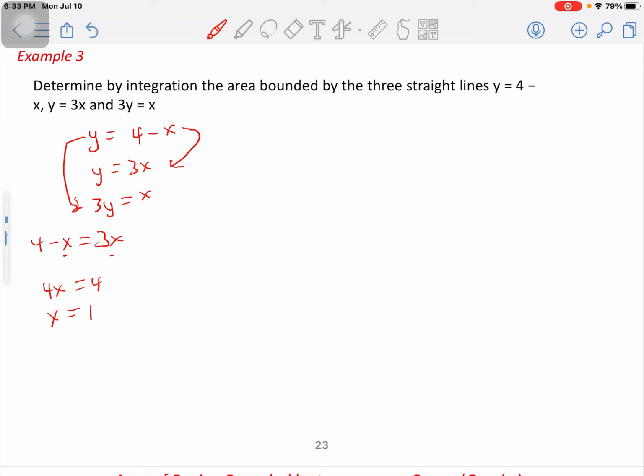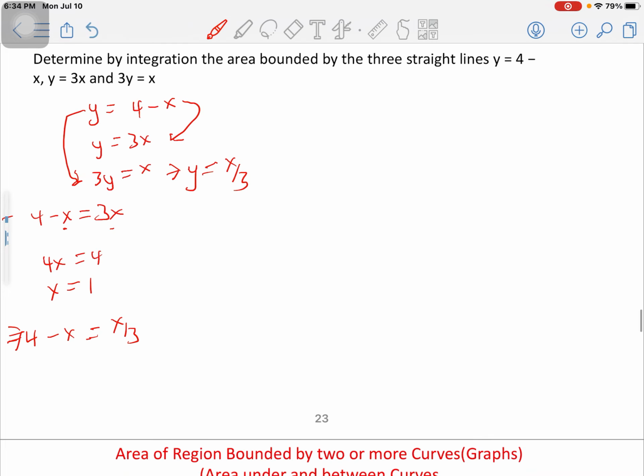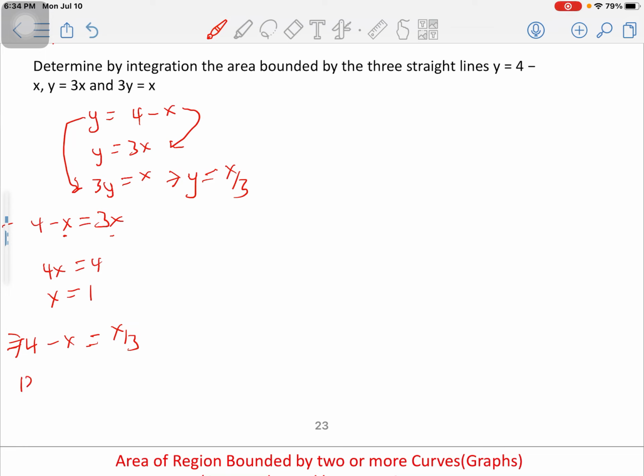And between this graph and this graph, let's see how it goes. So we can say that 4 minus x is equal to, here let's make y the subject. We can make y the subject by dividing both sides by 3, and we are supposed to get x over 3. So we can say that 4 minus x is equal to x over 3. And therefore, per simplification, we are also going to get 12 minus 3x equal to x. To bring in this 3x here, we are going to get 4x equal to 12, and therefore you can see that our x is equal to 3. That's another meeting point between this function and this function.